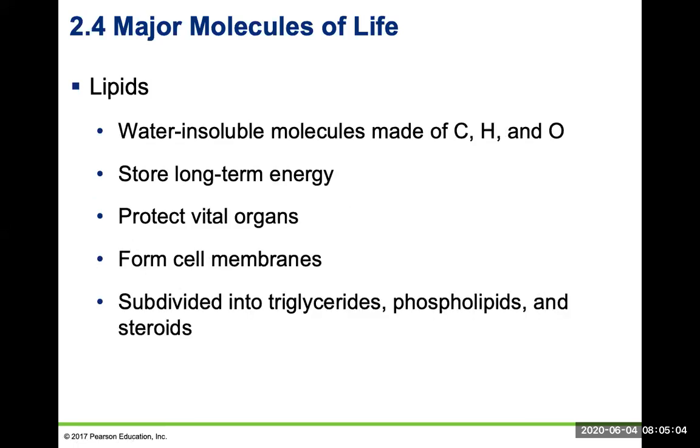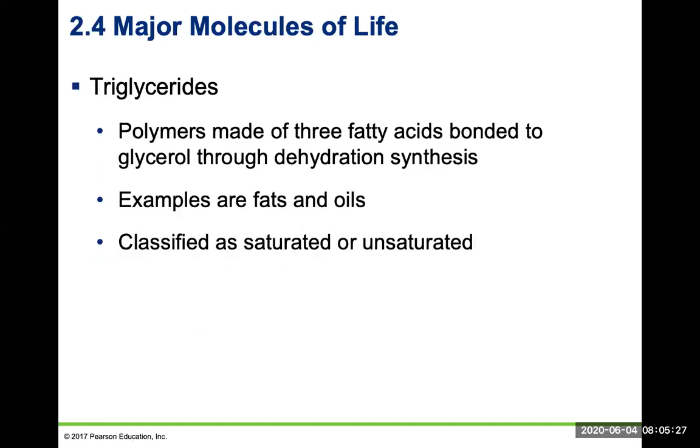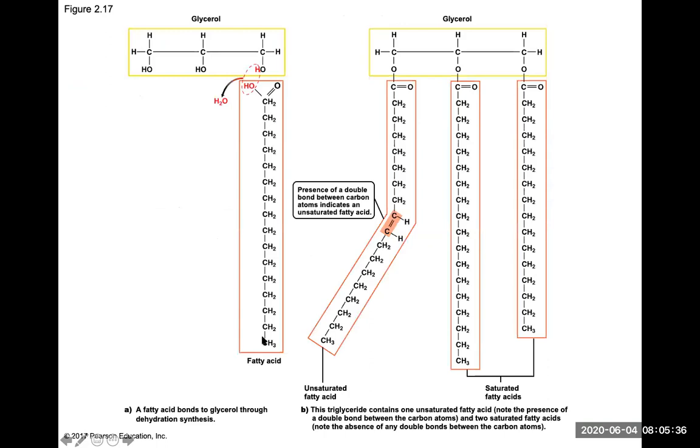Lipids then are water-insoluble molecules made of carbon, hydrogen, and oxygen. Insoluble means they cannot break apart in water. And you know that if you put oil, which is a lipid, in water, it'll float to the top. Lipids help to protect vital organs, form cell membranes, store long-term energy, and they can be subdivided into triglycerides, phospholipids, and steroids. Triglycerides are polymers made of 3 fatty acids. Examples are fats and oils, and they can be saturated or unsaturated.